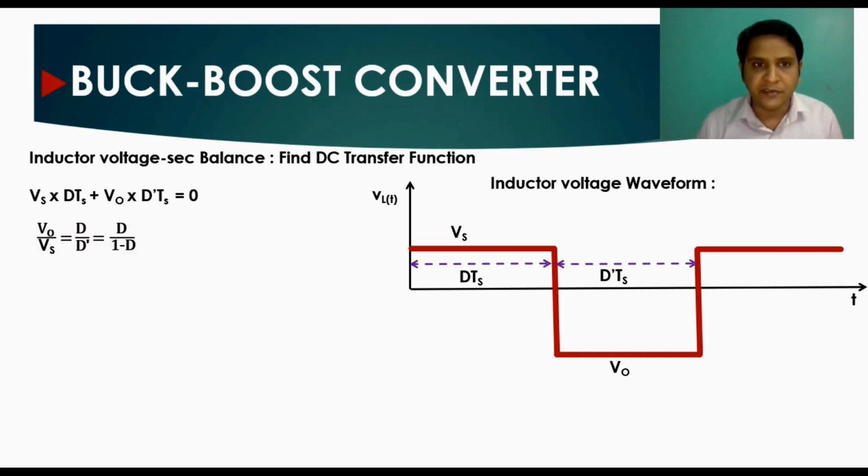This is basically the transfer function for the buck-boost converter. If you want to find the output voltage, Vo equals Vs times d divided by 1 minus d. By using this equation you can find the output voltage for the buck-boost converter. What will happen if your duty cycle changes?